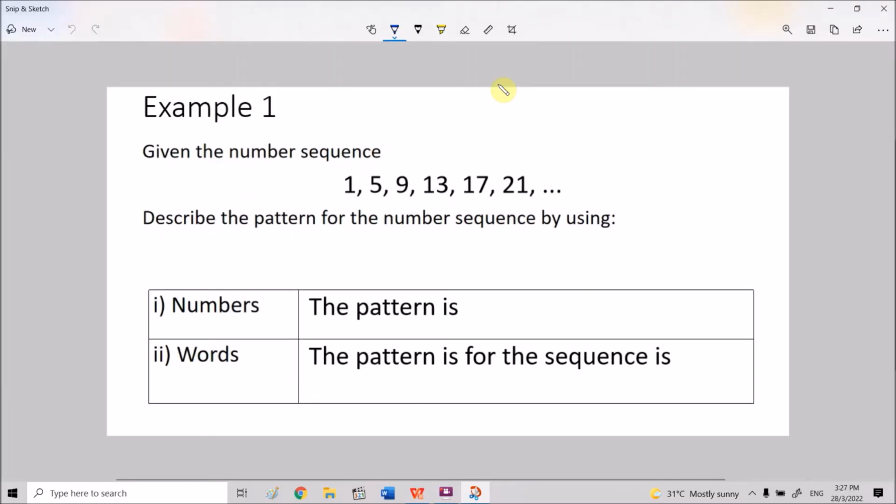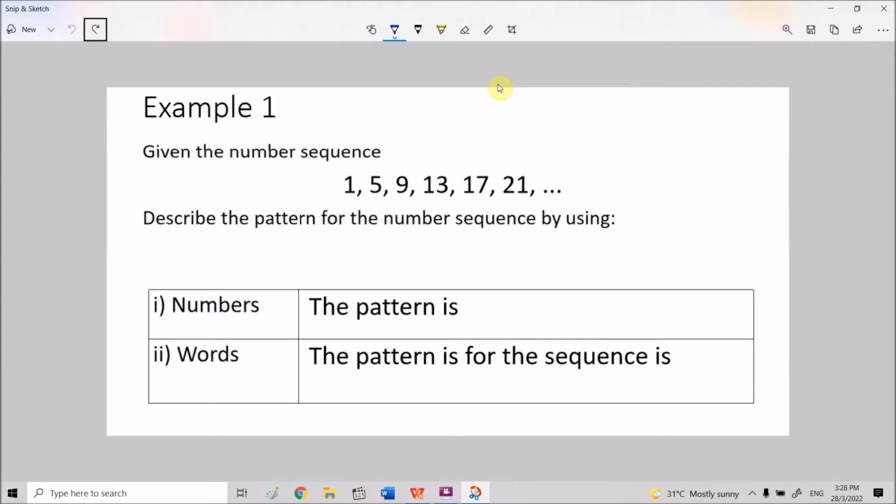So now let's look at example number 1 here. You are given a number sequence. So this is already known as a number sequence, hence it must follow a certain pattern. So we want to describe the pattern here. Before that, we try to identify the pattern.